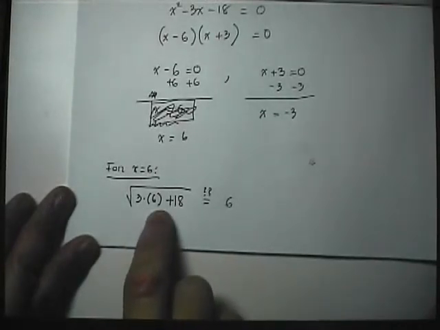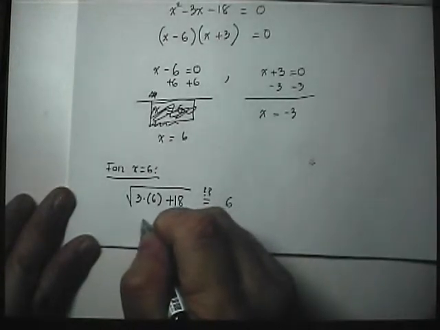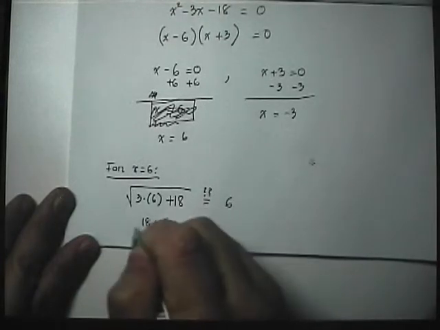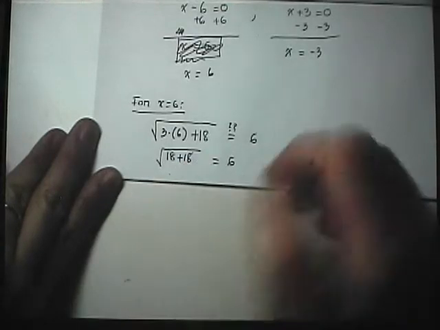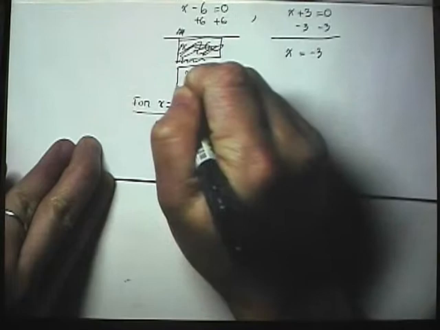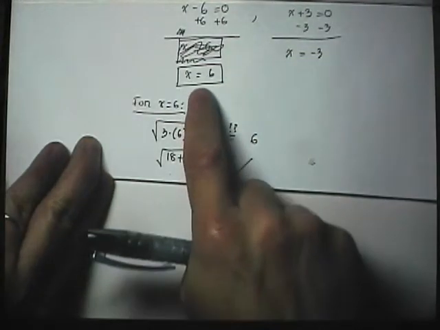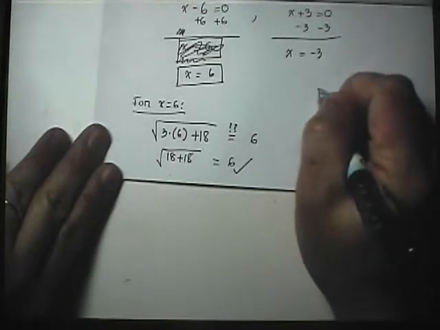3 times 6 underneath the square root is 18, and 18 plus 18, and take the square root, is that equal to 6? And yes, you can see it, right? 18 plus 18 is 36, with square root, it does equal 6. So now at this point, you check for that. And so now you're going to go back and circle your answer right there, because that first solution does work for the equation. You also need to check the other solution.